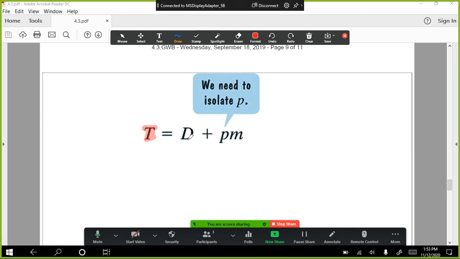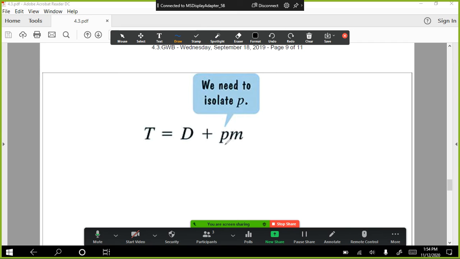If I wanted to solve for D, it would be real simple. I would just have to subtract the PM so that D is by itself. So whenever it's asking you to solve for a specific variable, what you're trying to do is get that variable by itself by doing just like you would solve an equation. So in this case, it wants us to solve for P, which has been multiplied by M and it has been added to D.